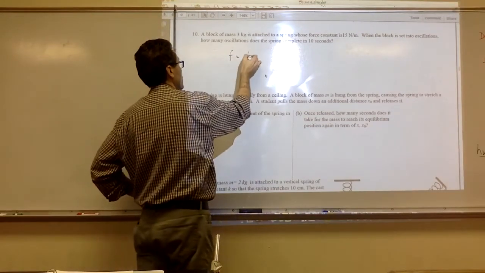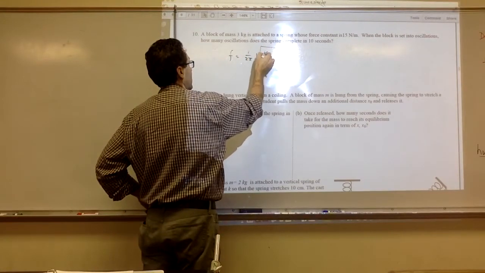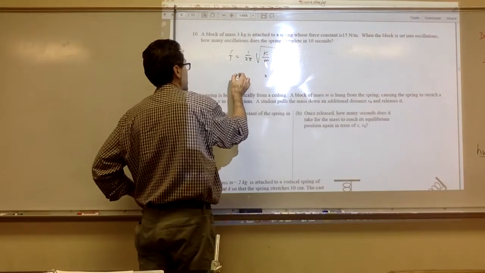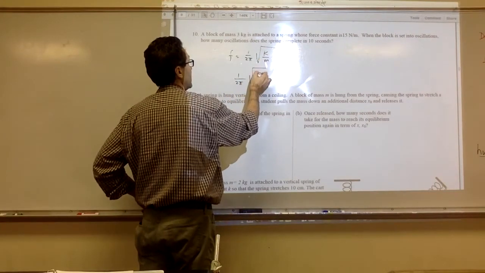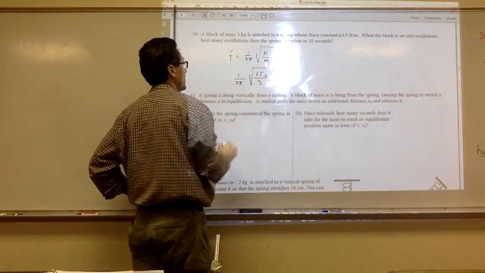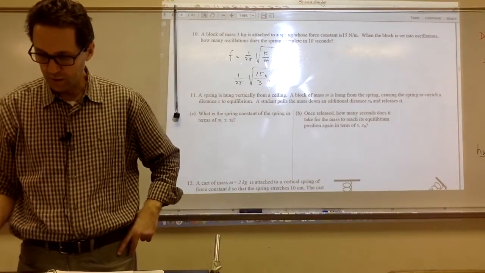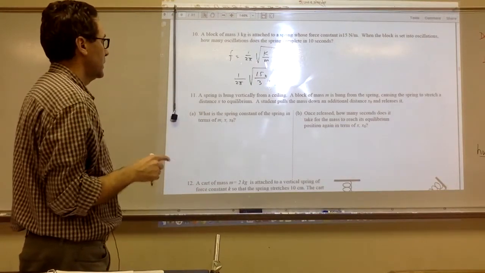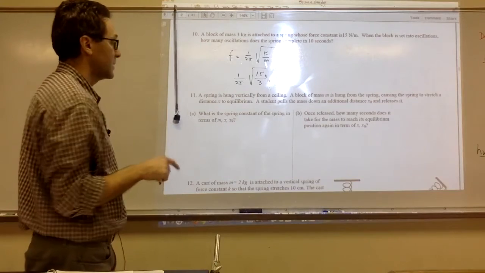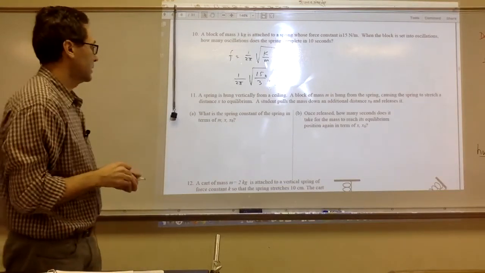Frequency is 1 over 2 pi radical k over m. So it's 1 over 2 pi radical 15 over 3. And the answer will be 0.36 hertz, meaning that's how many oscillations you do in 1 second. So in 10 seconds, you're going to do 10 times as many, which is about 3.6 oscillations.